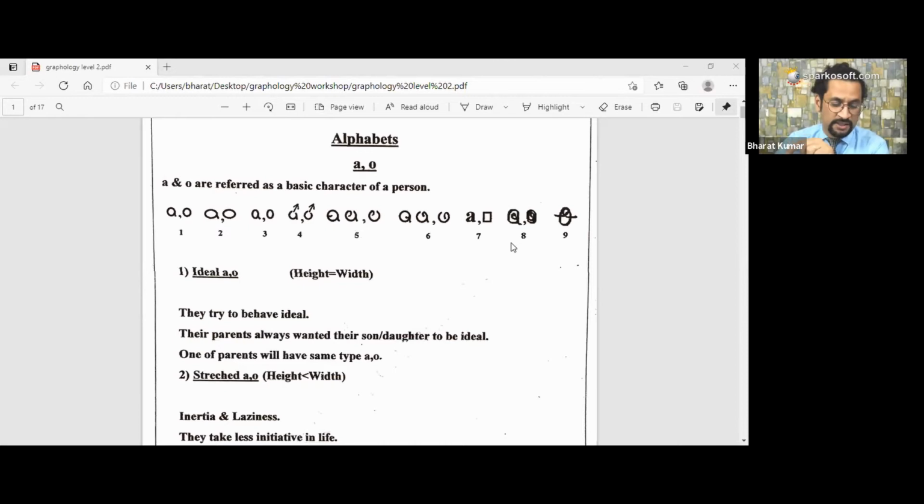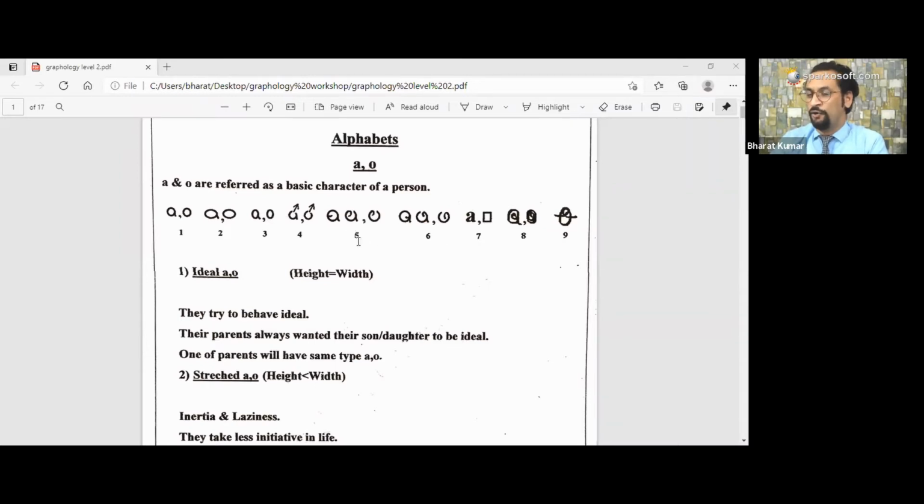If this node is large enough, then they are more selfish. If this node is smaller, then they are selfish. So this kind of A gives an idea about, yes, the fifth type is of attraction for the same sex. You can say this. Very nice. Agreed. So what I'm saying about the eighth kind of A, this internal loop which is inside A tells about selfishness. The larger the size of the loop, the larger the selfishness.